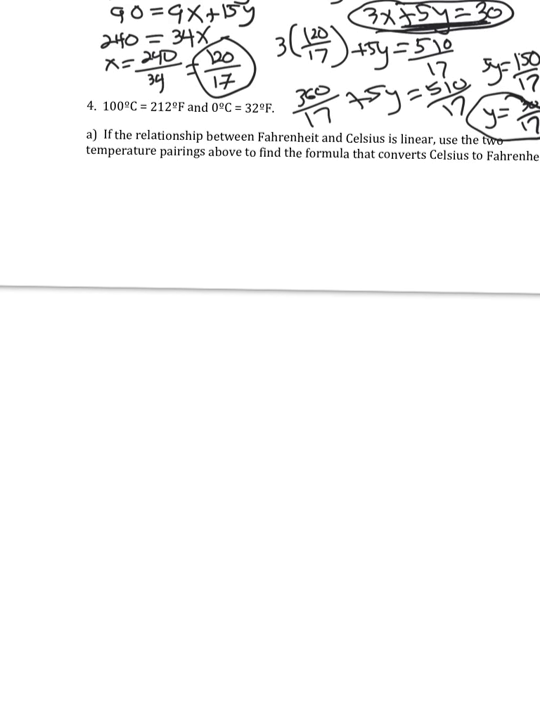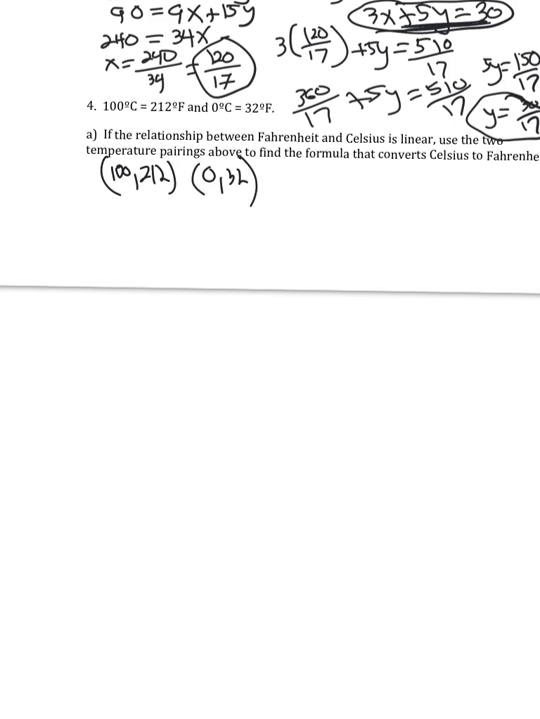Okay, so now let's take a look at our temperature problem. We're going to create two points here. Let's see which way we want to do this. Convert Celsius to Fahrenheit. All right, so say 100, 212, and 0, 32. So we want to find the equation of the line that passes through those two points.